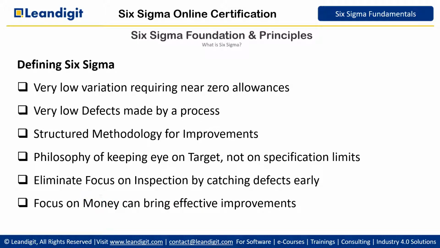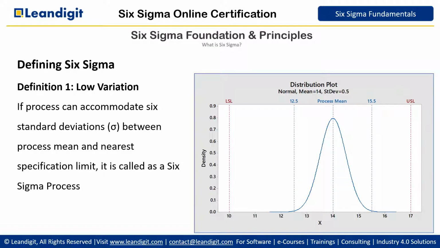So we'll now define each definition in a little more detail. Definition number 1 is around low variation. If a process can accommodate 6 standard deviations between the process mean and the nearest specification limit, it is called a Six Sigma process. Let us assume the process mean is 14, the upper control limit is 15.5 and the lower control limit is 12.5. So between the upper control limit and the process mean there are 3 standard deviations. So 1.5 means 3 standard deviations. That means 1 standard deviation is equal to 0.5.